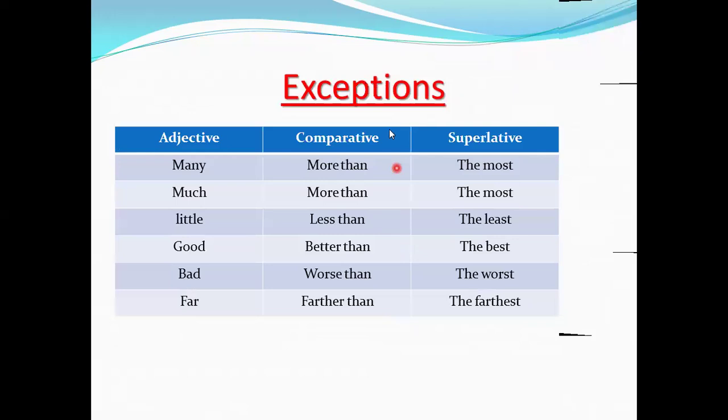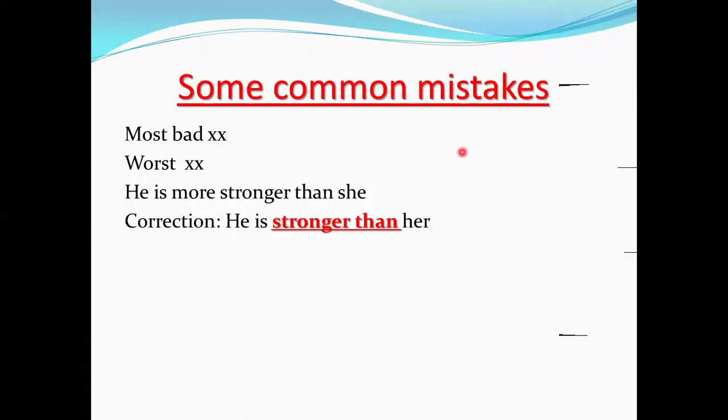We have here exceptions. What is the meaning of exception? It means the special cases that can't follow the rules we told you before. Let's say many, more, the most; much, more, the most; little, less, the least; good, better, the best; bad, worse, the worst; far, further, the furthest. These are the special cases.